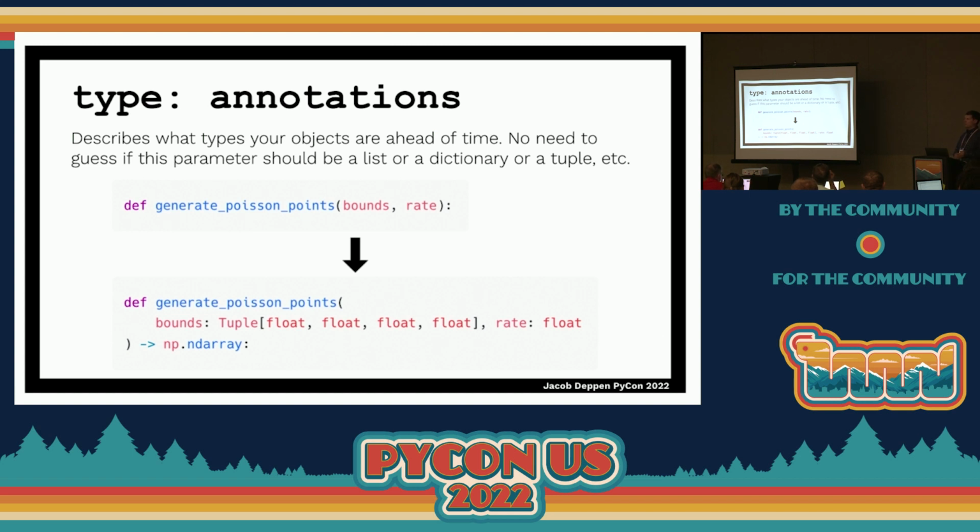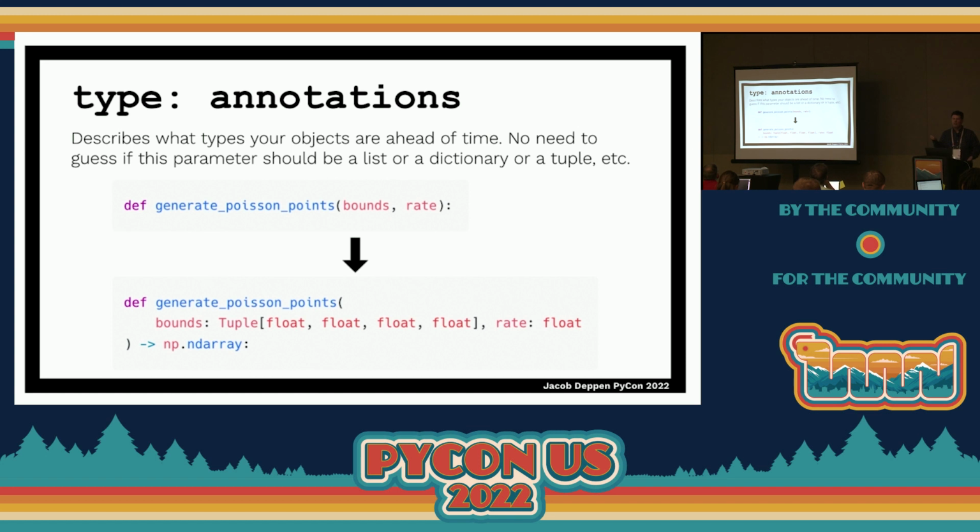They're nice because we don't have to guess whether something is supposed to be a list or a dictionary or a tuple or who knows what other type of object it might be. They take a lot of that guesswork out. So in the points module, you have a function like this, generate Poisson points, and it takes two parameters, bounds and rate. But if I need to use that function, what am I supposed to put in those parameters? Type annotations are a really quick way to tell people what is expected in that function.